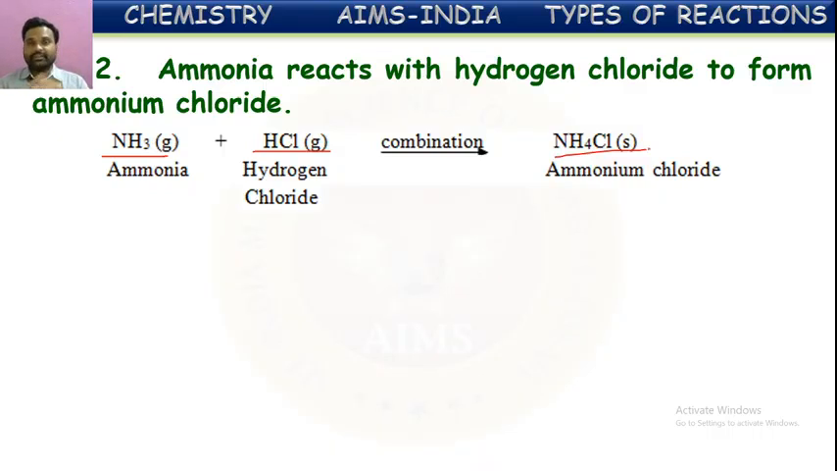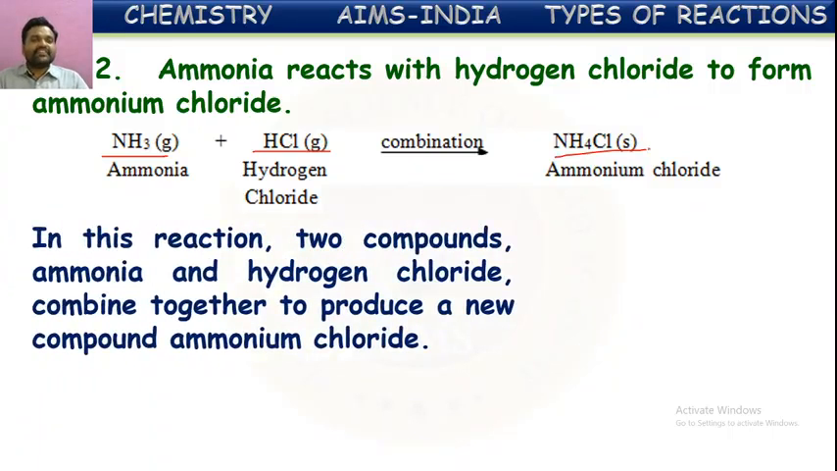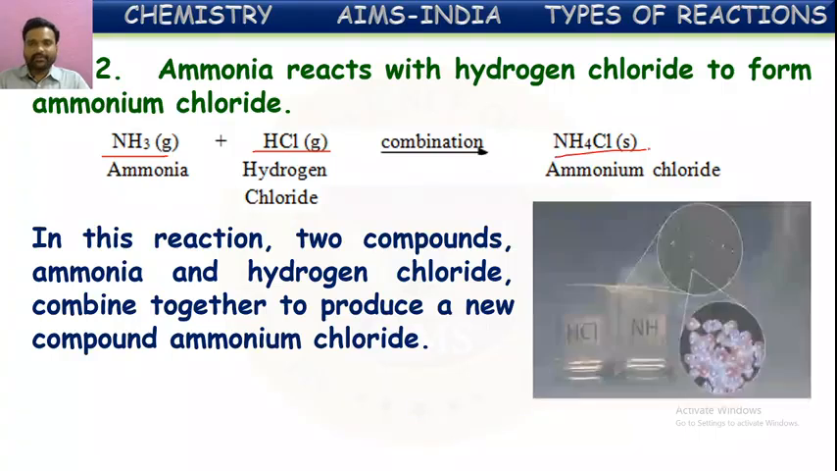new compound. In the previous example, you saw two elements combining to form a new compound. In this example, in the formation of ammonium chloride, two compounds, ammonia and hydrogen chloride, combined to form a new compound, ammonium chloride. So as we said, in this reaction two compounds, ammonia and hydrogen chloride, combined together to produce a new compound, ammonium chloride.